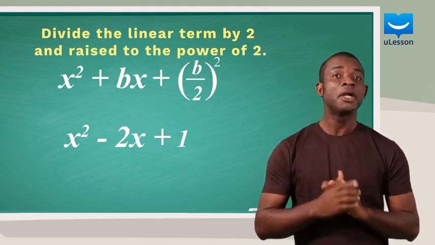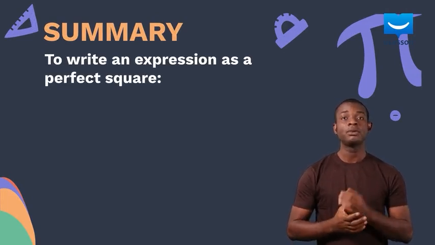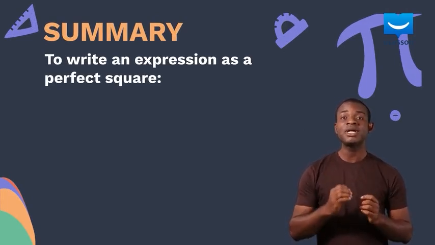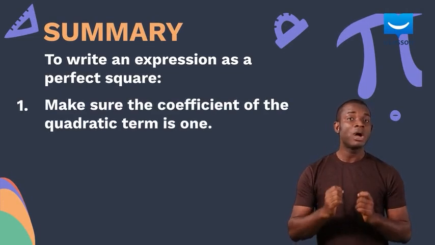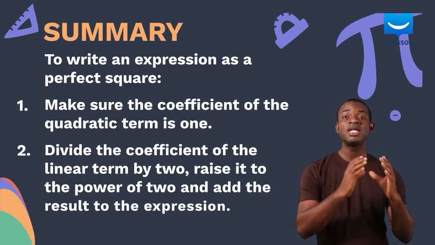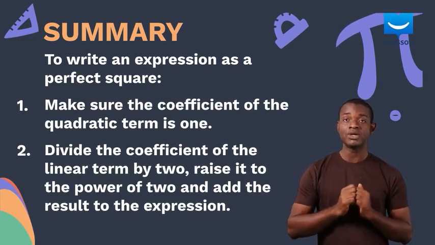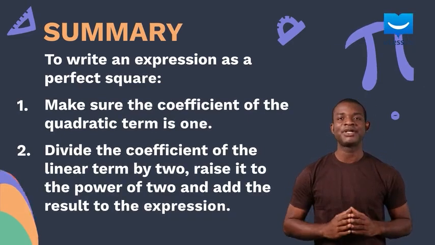In another lesson, we will treat questions and also factorize the resulting perfect squares. Remember, in this lesson, we started with the definition of perfect squares. We also learned that for an expression to be written as a perfect square, we must first make sure that the coefficient of the quadratic term is 1. Then, the coefficient of the linear term should be divided by 2, raised to the power of 2, and added to the expression.